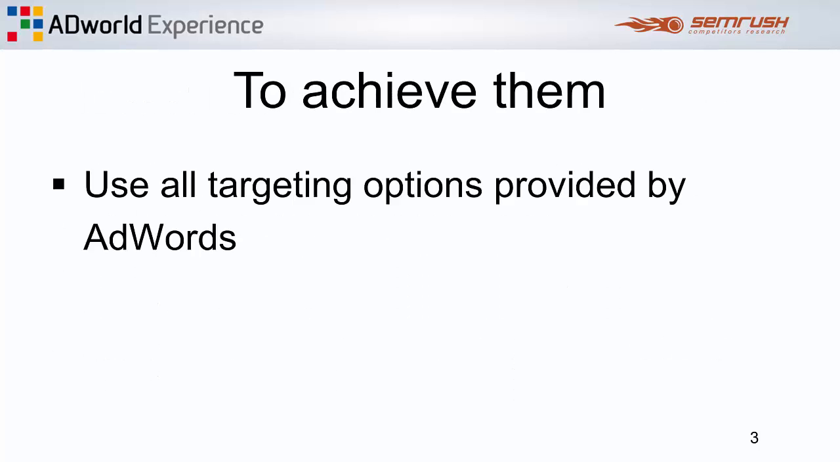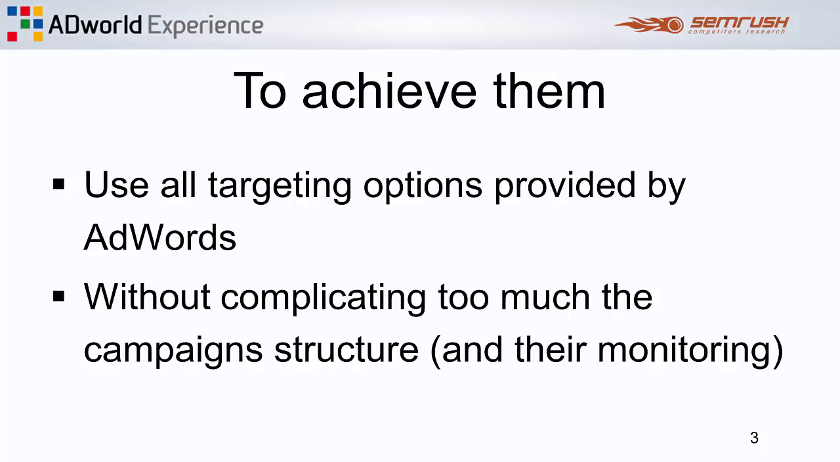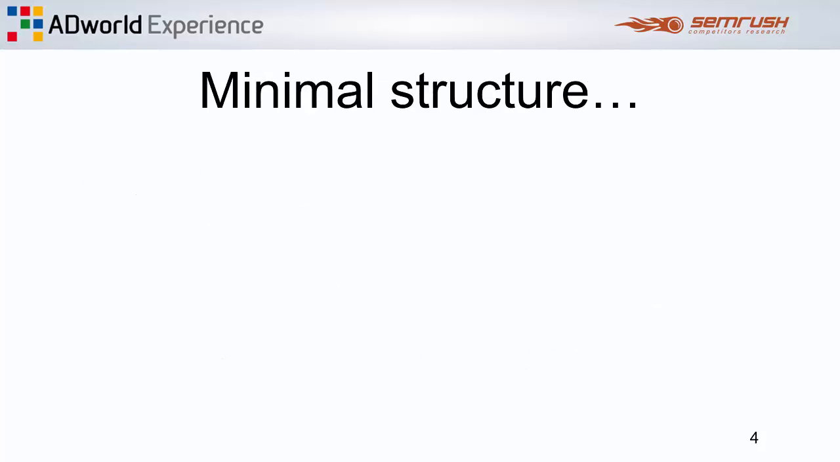To achieve these goals, we have to use all targeting options provided by AdWords, which is a very powerful platform, but it's a very complex platform too. So we don't have to complicate the structure of our campaigns too much, because otherwise we will lose control, or we will need very sophisticated monitoring instruments. So which is the minimal structure to achieve this goal?